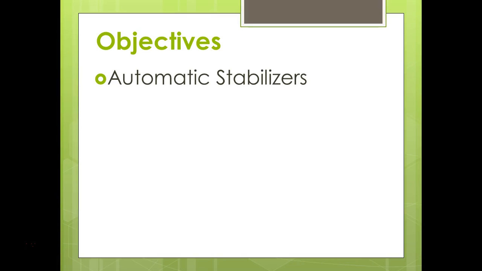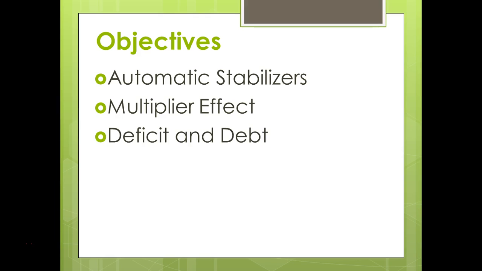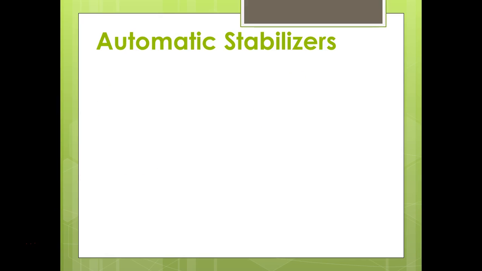In this lesson, we're going to quickly go over automatic stabilizers, what they are. We're going to talk about what the multiplier effect is, the difference between deficit and debt, and that should do it for this lesson. We won't play the quiz game because we did that in class.